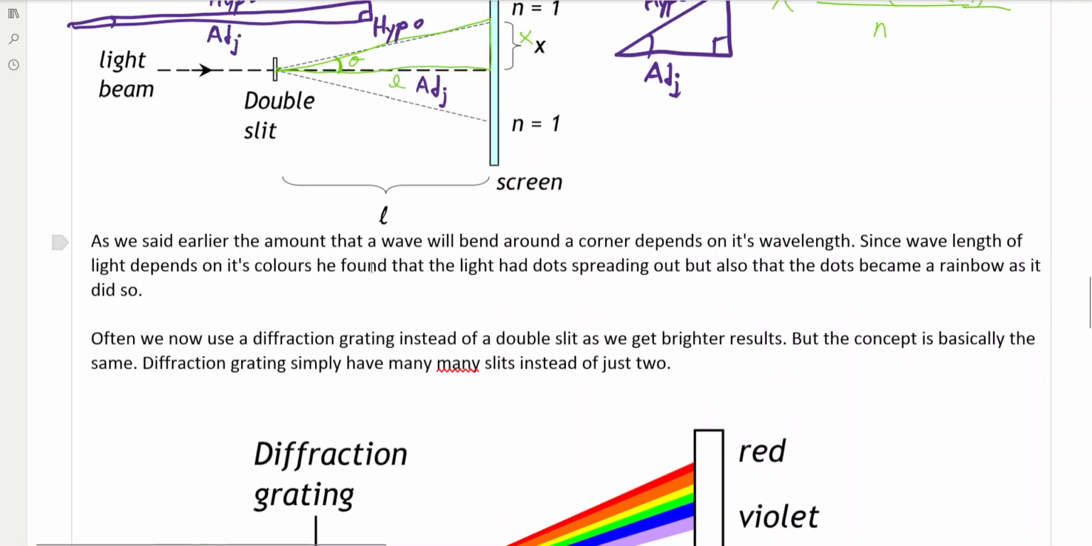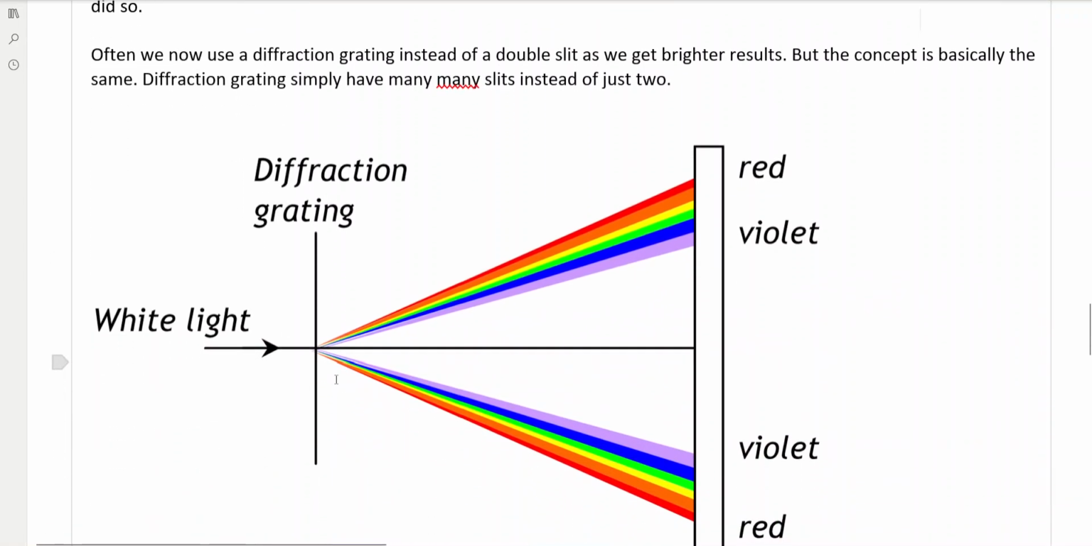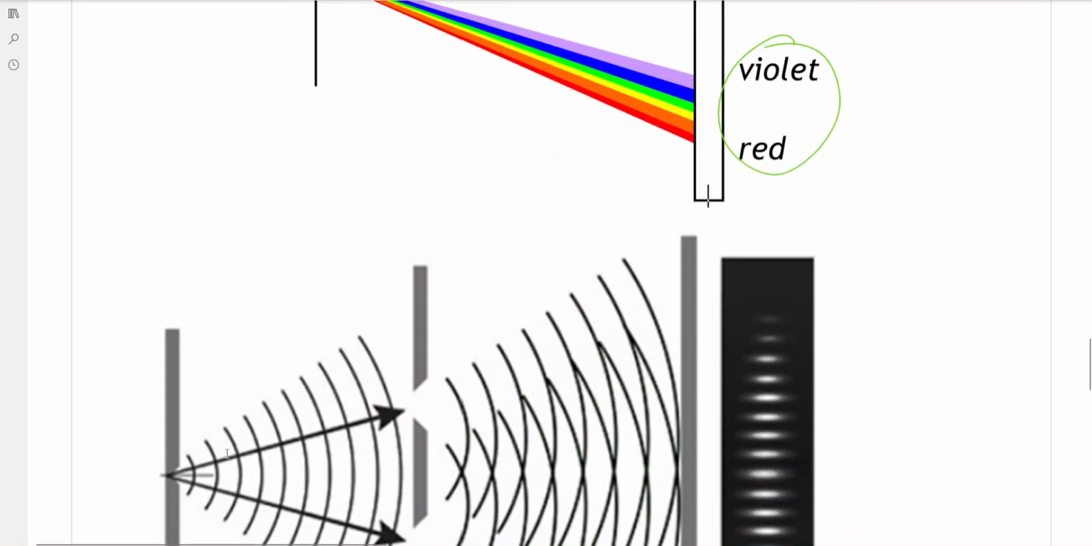As we said earlier, the amount that a wave will bend around a corner depends on the wavelength. Since the wavelength of light depends on the colors, they found that the light had dots spreading out, but the dots became a rainbow as it spread out. The light spread out more and more. So now we use diffraction gratings. You can see that effect here, the spreading out of light. Red is diffracted more, violet or purple is diffracted less. We now use diffraction gratings instead of double slits because there are many, many slits, meaning that we get brighter results. But it's basically the same concept as a double slit.